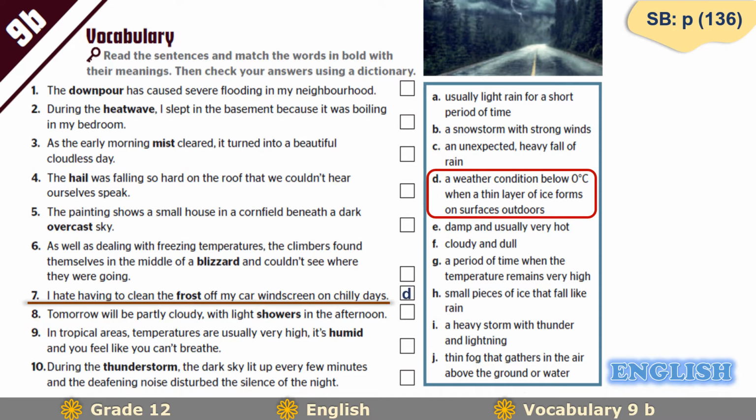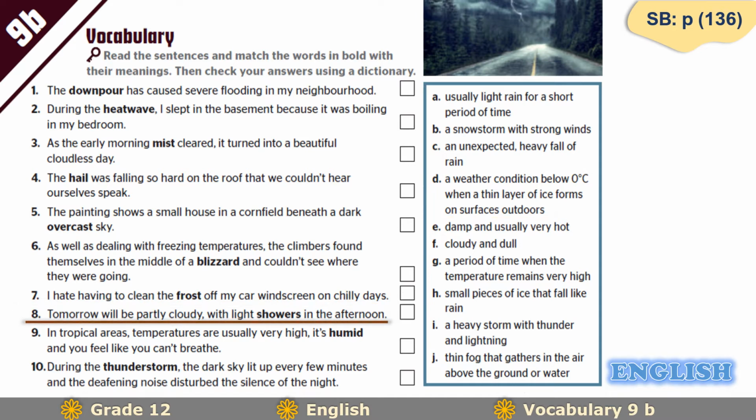Sentence number 8. Tomorrow will be partly cloudy with light showers in the afternoon. The word showers goes with the answer A, very good, which means usually light rain for a short period of time.